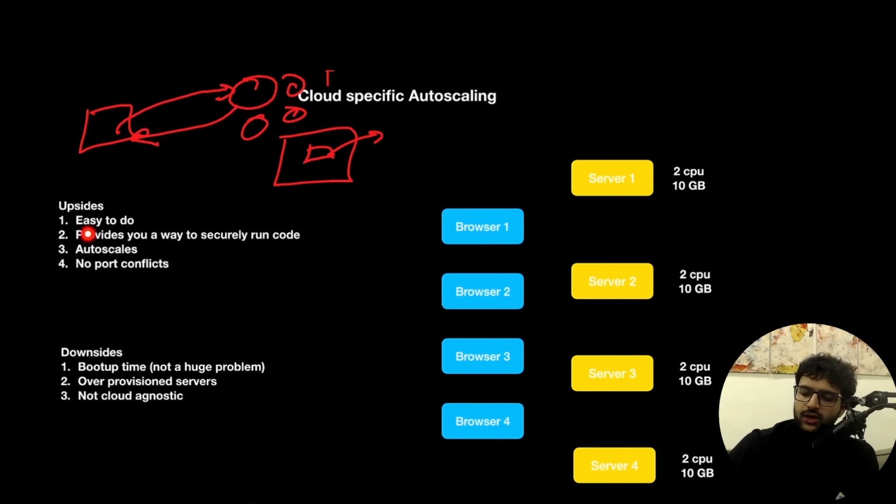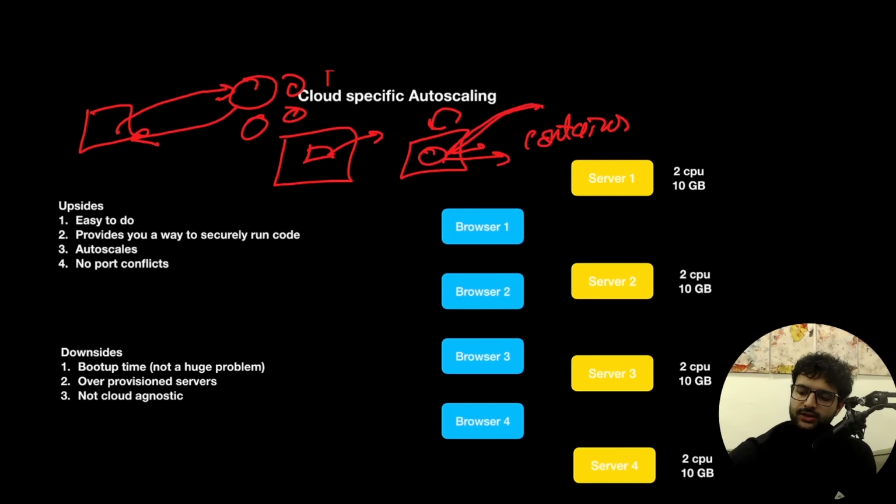Provides you a way to securely run code. As I said, whenever a machine starts, maybe don't give directly access to the machine. Maybe start inside this machine a small machine, what's called a container, which we will discuss what it is very soon. And then let the user access that container. Auto scales. The name itself has auto scaling group, which basically means auto scales up and down, and no port conflict. Every person has their own set of machines. If I start a process on port 3000 on my machine, other person can start one on their machine.